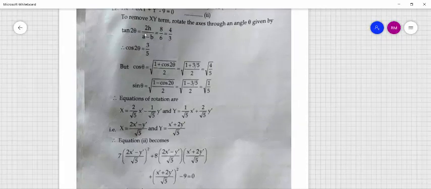Tan 2 theta equal to 2h upon (a minus b). Just substitute the values of h, a, b, we get 4 by 3. From this our target is to obtain cos theta and sin theta. Why? Because we know the formula regarding rotation of axis. In rotation of axis, what do we do? We replace in rotation of axis.